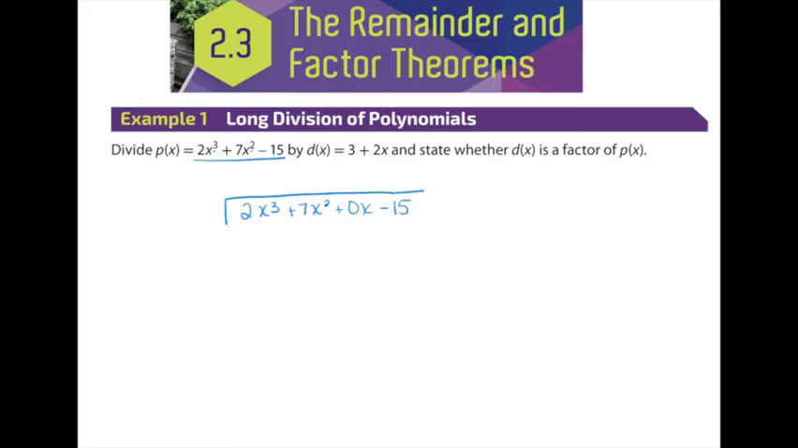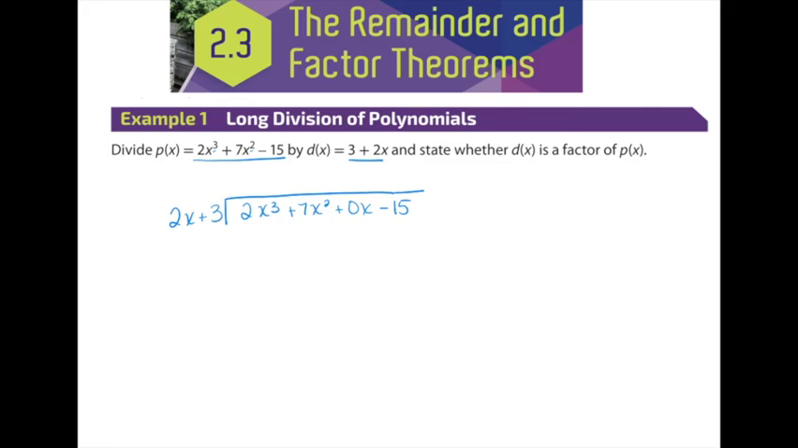On the outside, it is what is doing the dividing. What's doing the dividing? I would write it in standard form here. Both of them need to be in standard form. So my first one was in standard form. My second one is not in standard form. So I will rewrite that to be 2x plus 3. All right. And then I'm just going to do my long division.